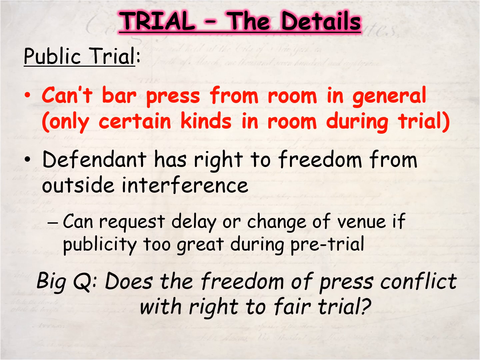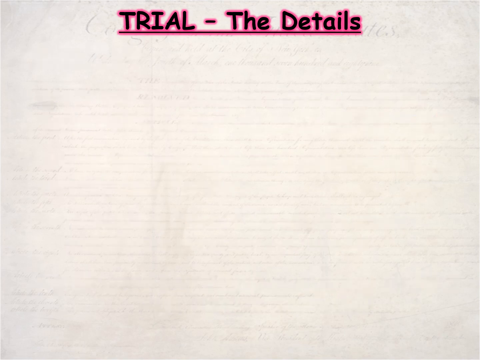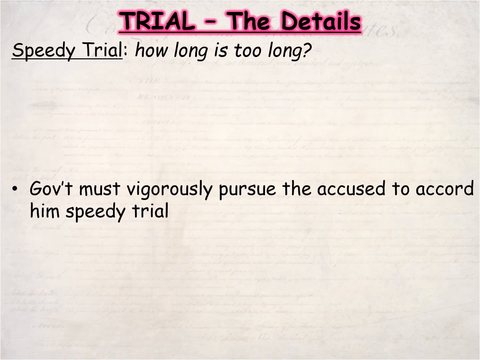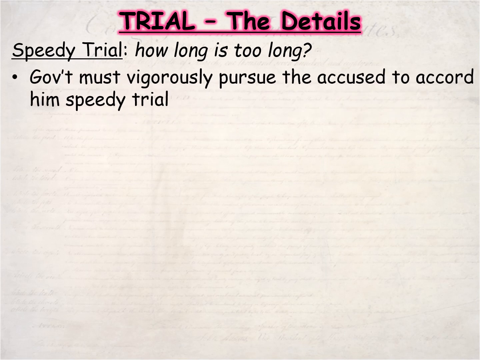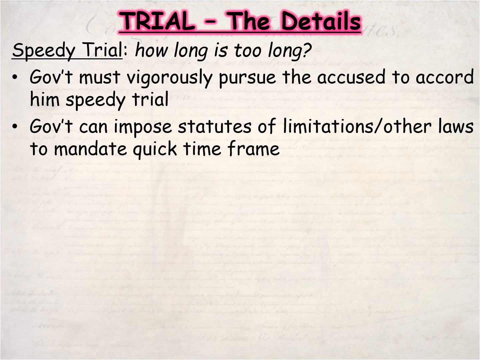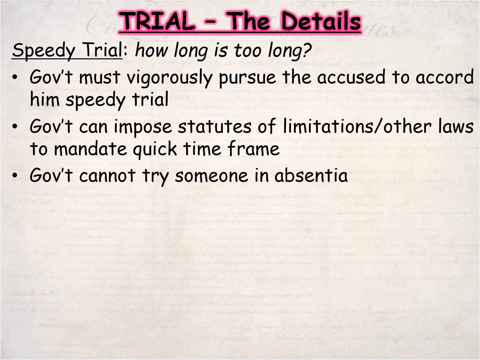But of course, does the freedom of the press conflict with the right to a fair trial if they can publish all this stuff and show this stuff on the media before all the facts are there? Good question. Okay. Also, how long is too long? Because the government has to vigorously pursue the accused to give them a speedy trial. There can be limitations or other laws to mandate a quick time frame. You cannot just try a proxy. You have to try the individual.